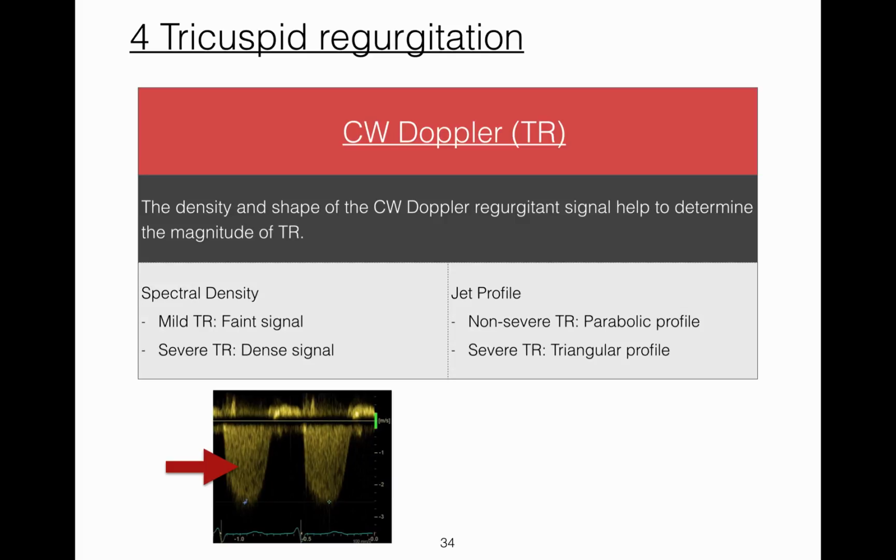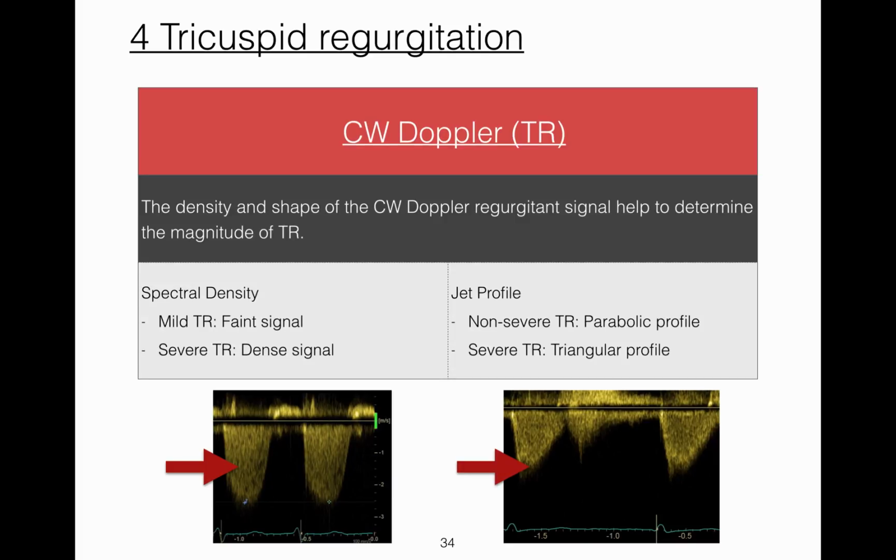The first image shows a tricuspid regurgitant signal that is less dense than the inflow and parabolic in shape. And this indicates that it's almost certainly no more than moderate. The second signal, the regurgitant signal, is more dense and triangular in shape, strongly indicative of severe tricuspid regurgitation.